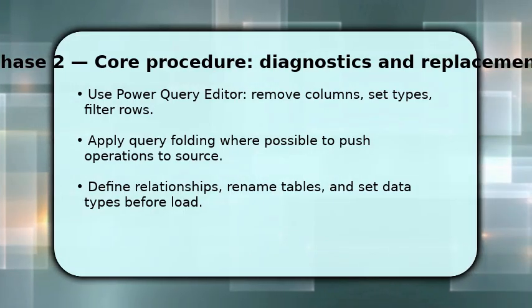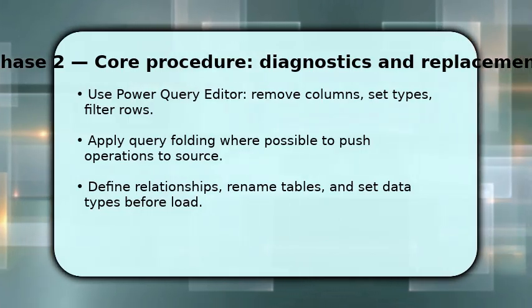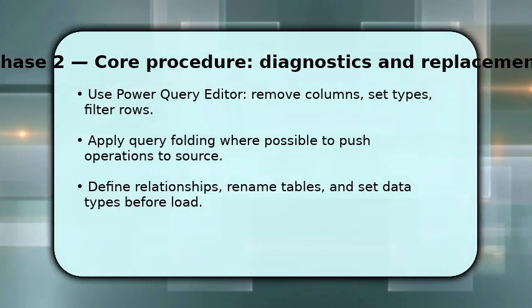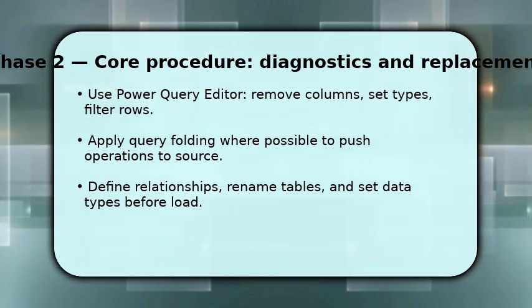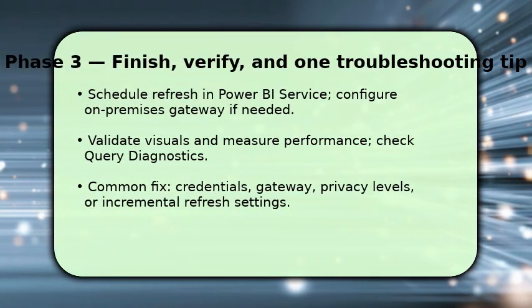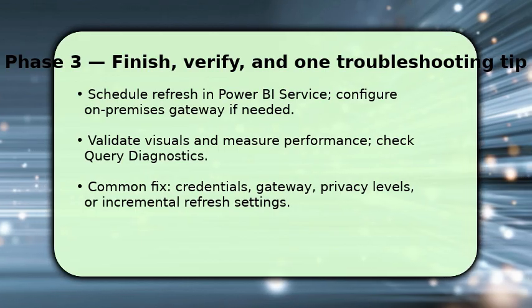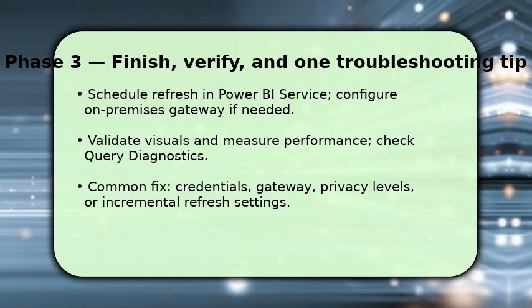After loading, create relationships in the model view and set sensible storage modes. This prepares efficient visuals. Make sure to document key steps so you can reproduce or modify them quickly. Finish by publishing to Power BI Service and configuring Dataset Refresh. Set refresh frequency, credentials, and if needed, install and map an on-premises data gateway.